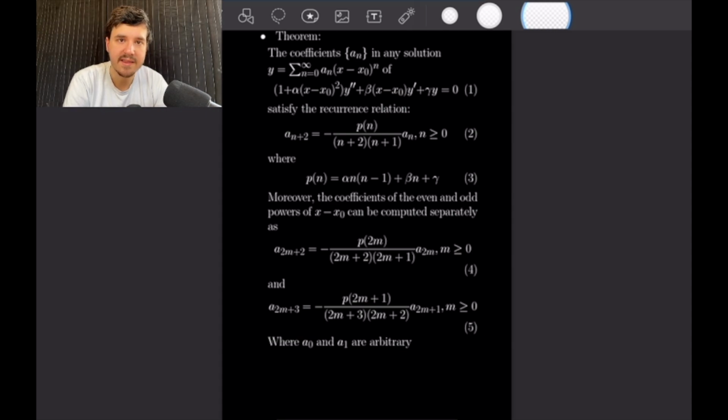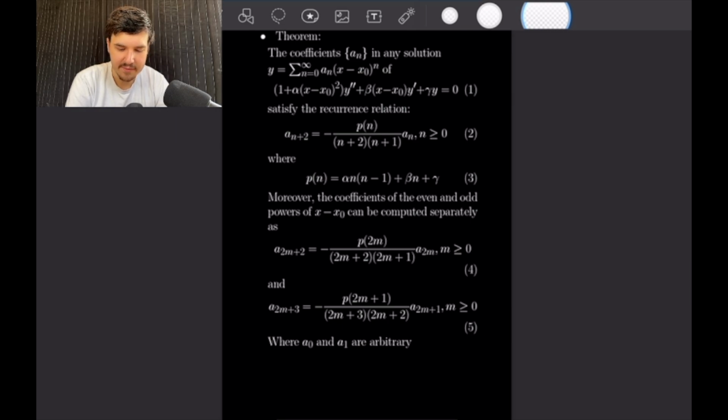The coefficients, which are represented by the set a sub n in any solution which is given by y equals the sum as n goes from 0 to infinity of a sub n times (x minus x naught) to the nth power of the differential equation (1 plus alpha times the quantity (x minus x naught) squared) times y double prime plus beta times (x minus x naught) times y prime plus gamma times y is equal to 0, will satisfy the recurrence relation where we have a sub n plus 2 is equal to negative p sub n over (n plus 2) times (n plus 1) times a sub n for all n greater than or equal to 0, where p sub n is equal to alpha times n times the quantity (n minus 1) plus beta times n plus gamma.